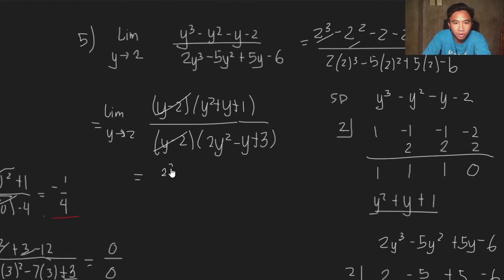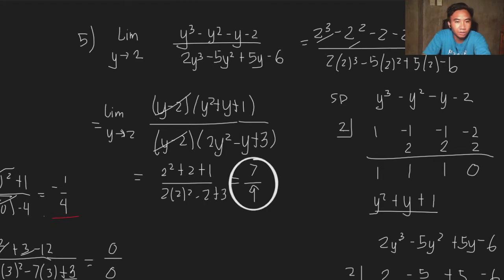2 squared plus 2 plus 1 all over 2 times 2 squared minus 2 plus 3. So, add 4 plus 2, 6 plus 1, 7 all over 2 times 4, 8. 8 minus 2, 6. 6 plus 3, 9. So, our answer is 7 all over 9. Next number.